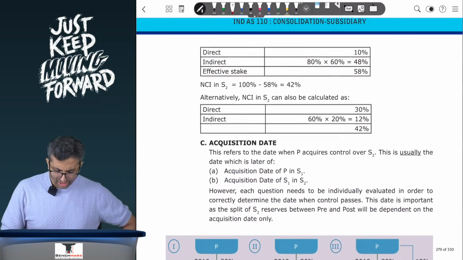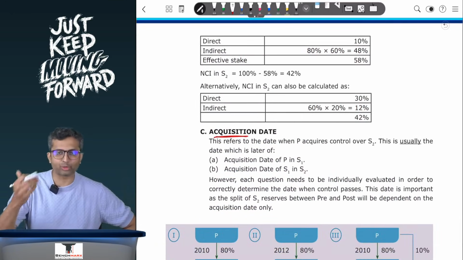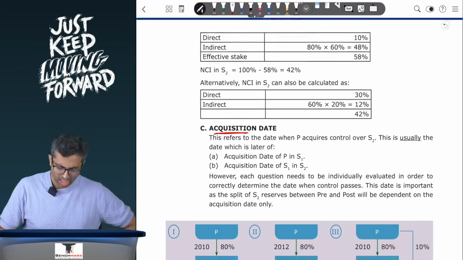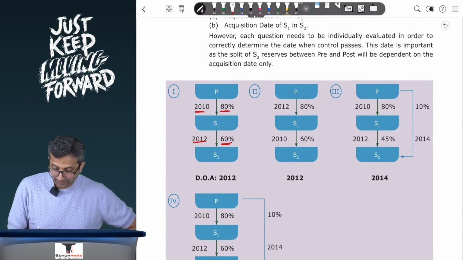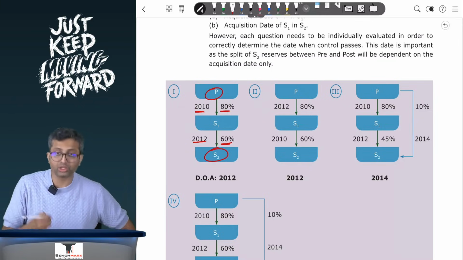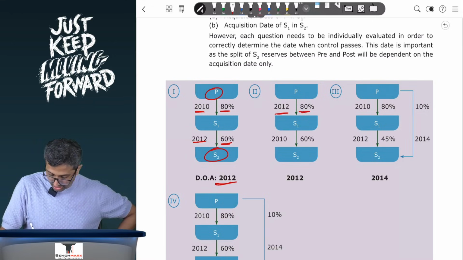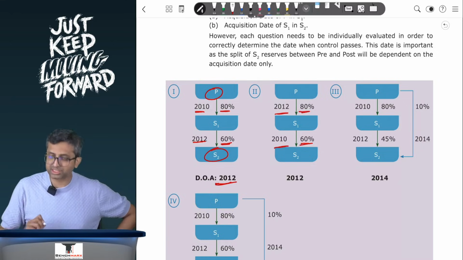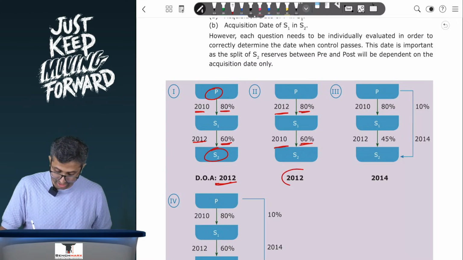Okay, now there can also be a question on figuring out what the acquisition date would be in chain holding. Acquisition date is the date when P acquires control. Like for example, if P has 80% in 2010 and S1 has its stake in S2 in 2012, then I will say that the date of acquisition is the later of those dates. P gets control in S2 only after S1 gets control in S2, and hence 2012. The other way around, P has 80% in 2012. S1 already has 60% since 2010, but P cannot control S2 till the time P controls S1, and hence 2012.